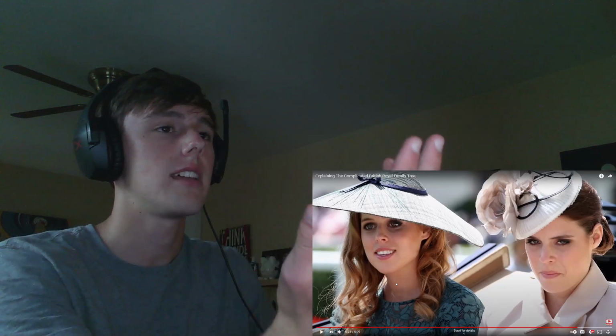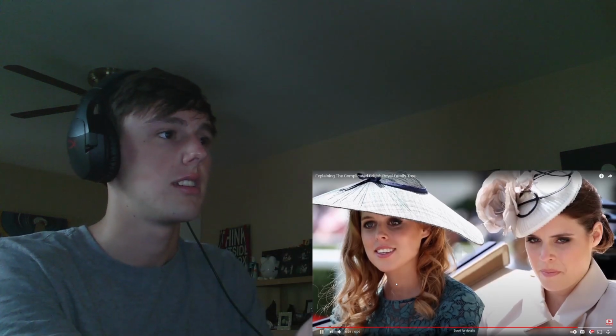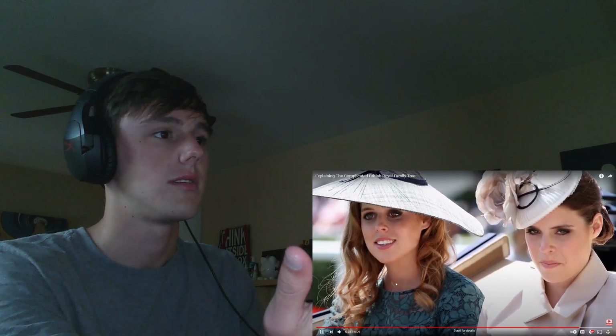strange position where they're technically princesses, but their odds of ever actually sitting on the throne are incredibly low due to their place in line.